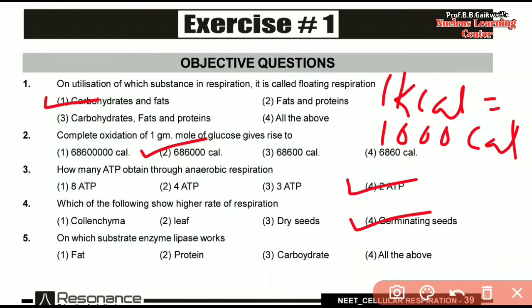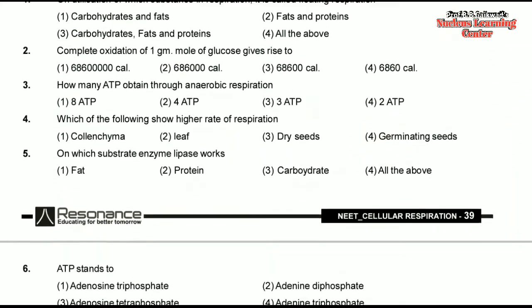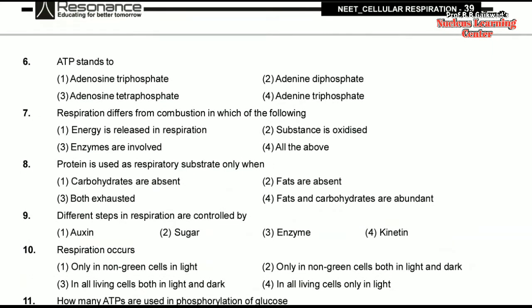Next question is on which substrate the enzyme lipase works. Lipase acts upon which of the following substrates? The 4 options given are fats, proteins, carbohydrates and all of the above. So the correct option is fat. The fat is broken down into fatty acid and glycerol with the help of the enzyme lipase. Okay. Next MCQ is: ATP stands for adenosine triphosphate.